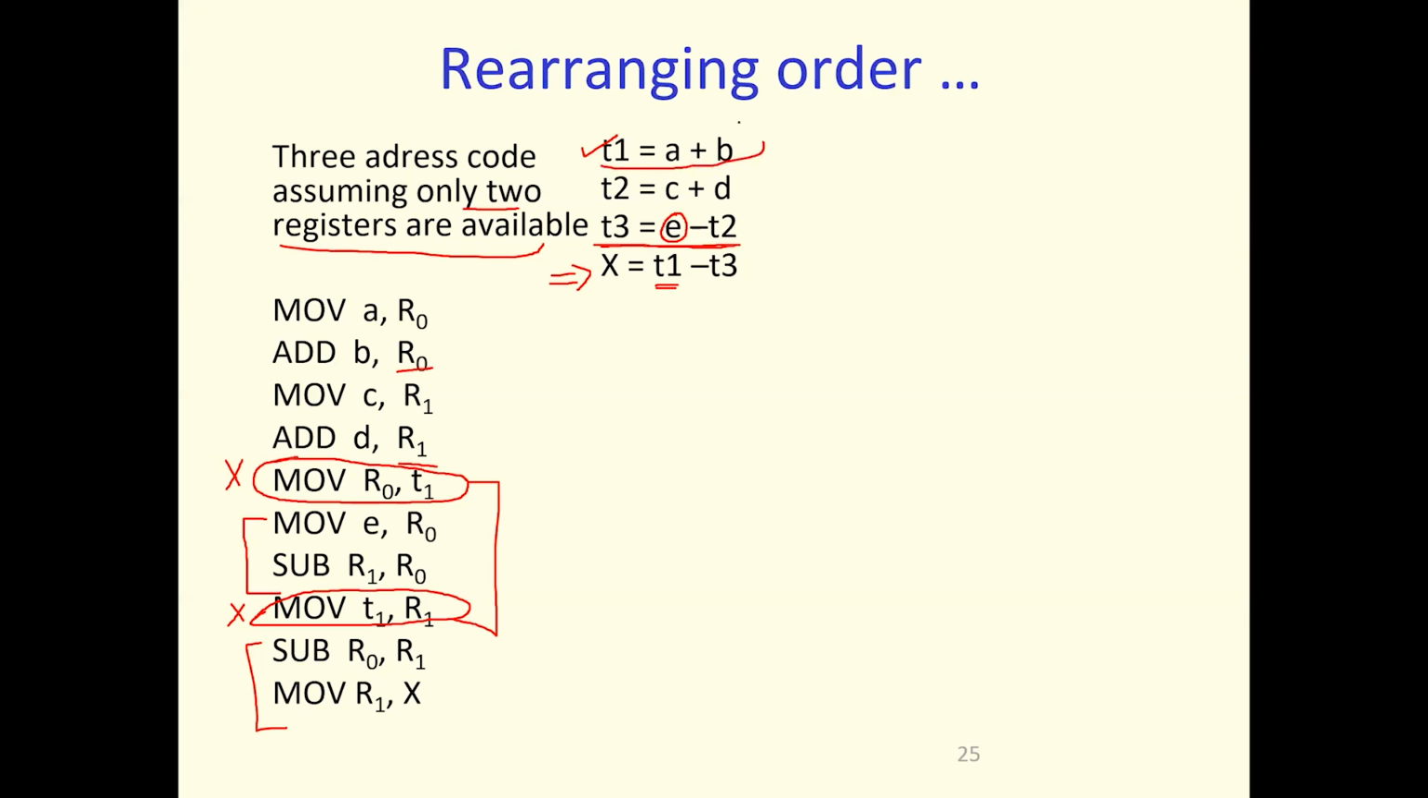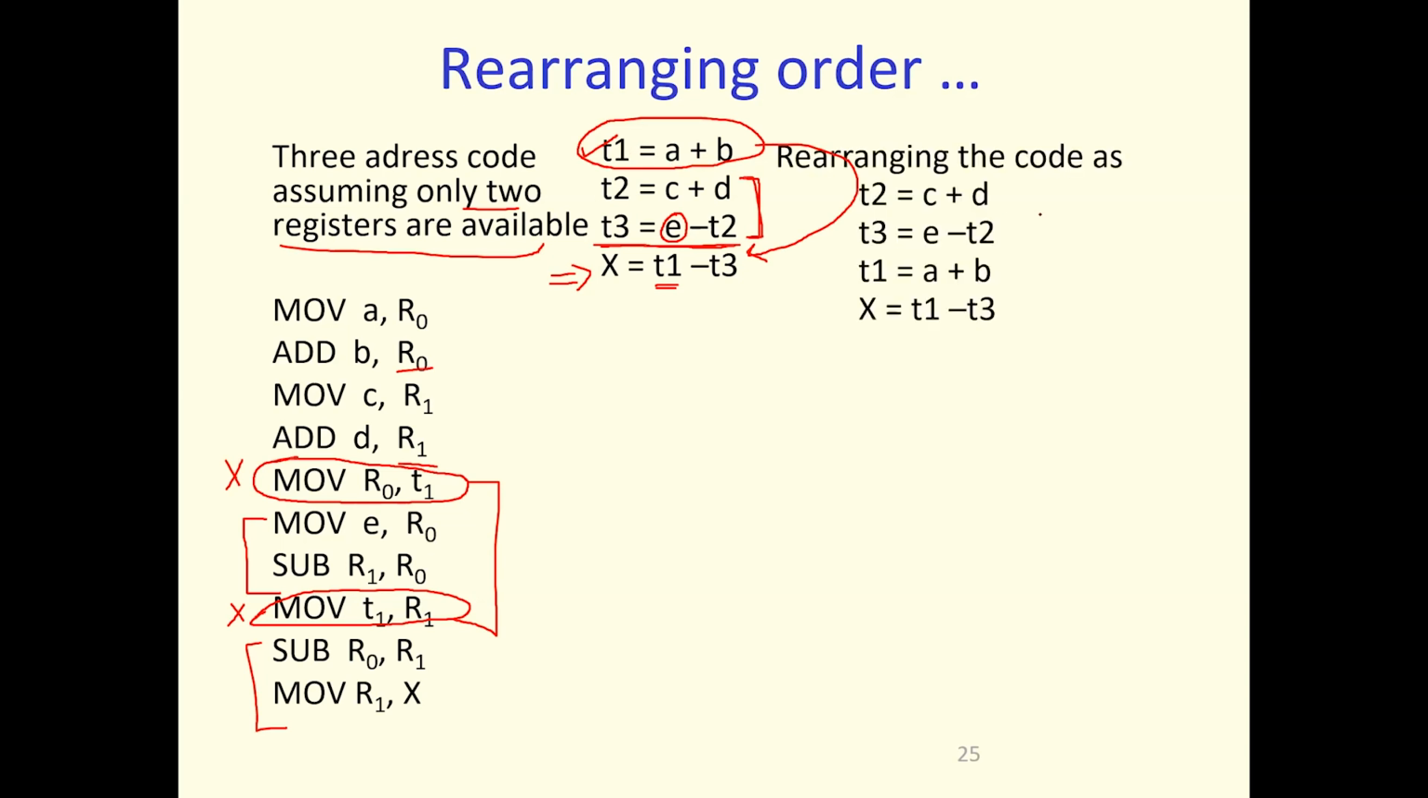The problem is T1 is getting computed very early. These 2 statements do not use T1 at all. But T1 is computed and stored, and that register kind of gets blocked. So what if we move the computation of T1 here? We cannot do it in an unrestricted fashion. In this program we can do it because T2 and T3 do not use T1, so I can as well bring T1 down.